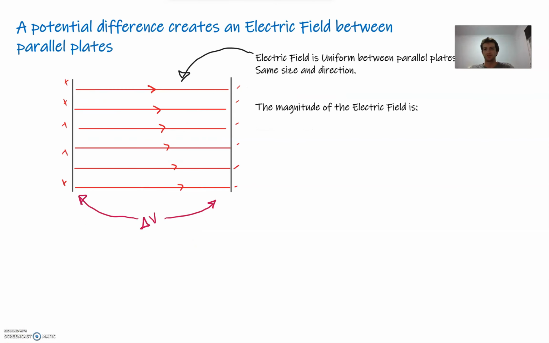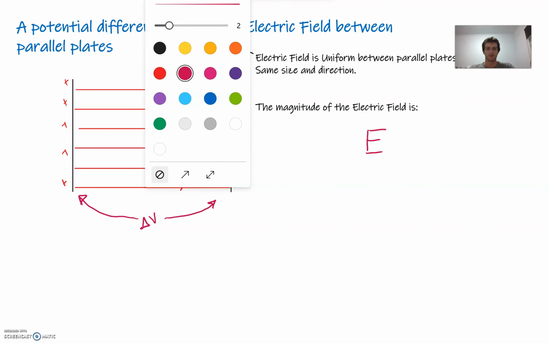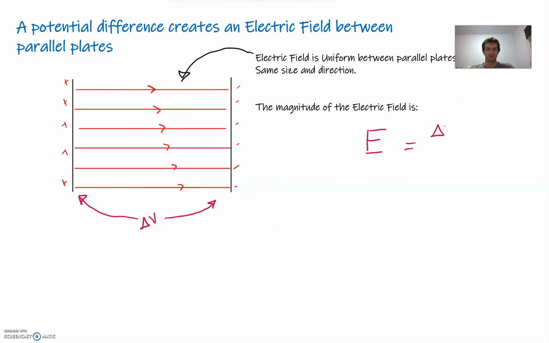Now, the magnitude of the electric field between these plates is given by an equation. So we use E is equal to the potential difference divided by d.